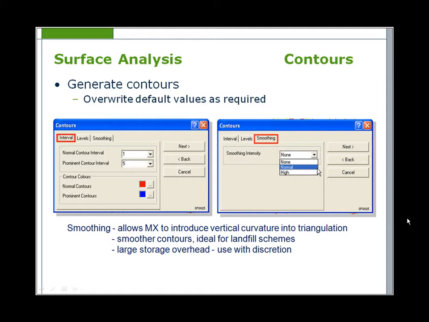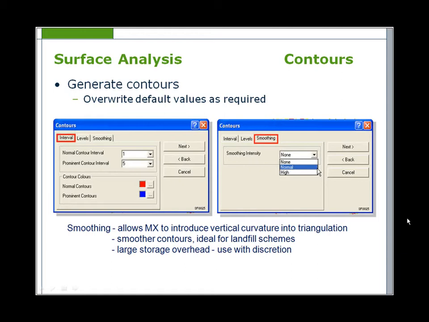and it brings up the contour panel. On the contour panel we can choose the interval we want MX to create the contours. By default the normal contour interval is 1 meter, but you can change that to any value that you wish, and the prominent contour interval is 5 times the normal contour interval. You can also change the contour colors. The default is red for normal, blue for prominent.